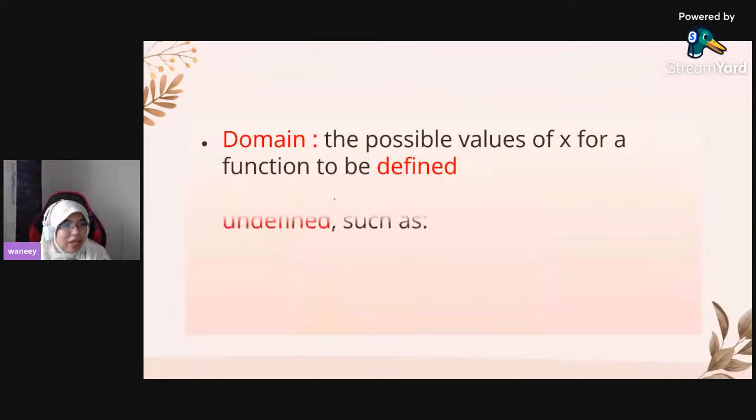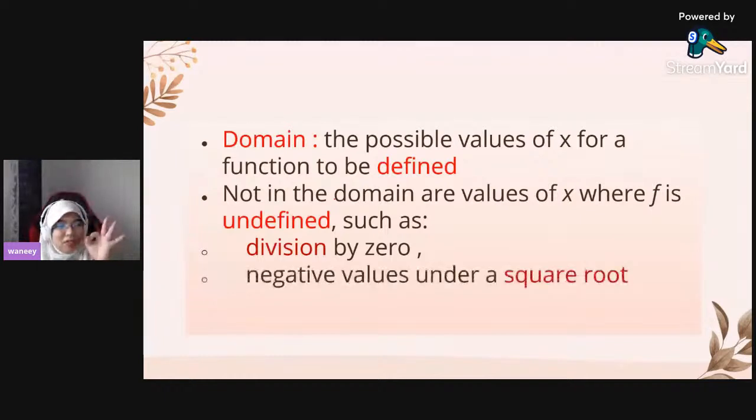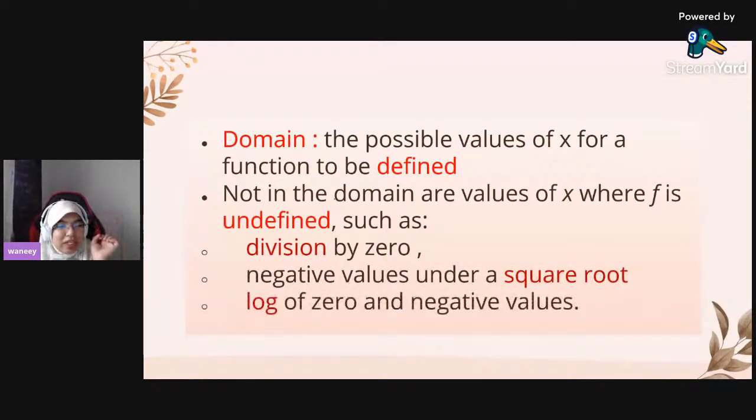Okay, so domain: all possible values of x. Normally for the domain, we can say all possible values of x except for three things: when you have a division by zero, when you have a negative value under a square root, and when you have a log of zero or a negative value.